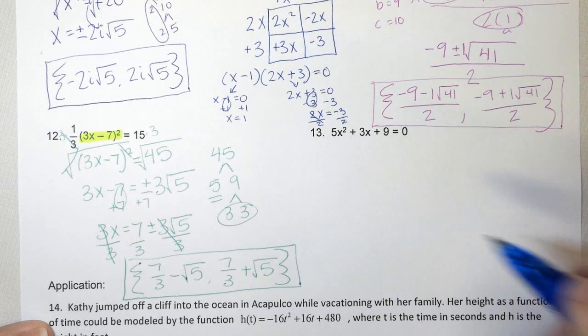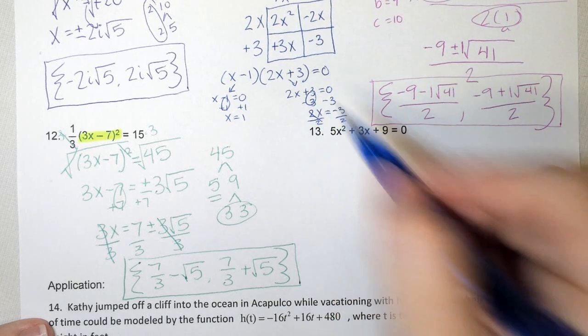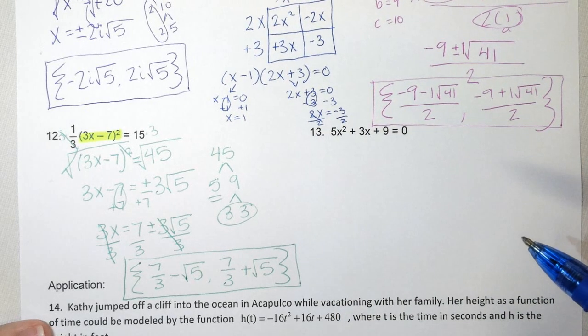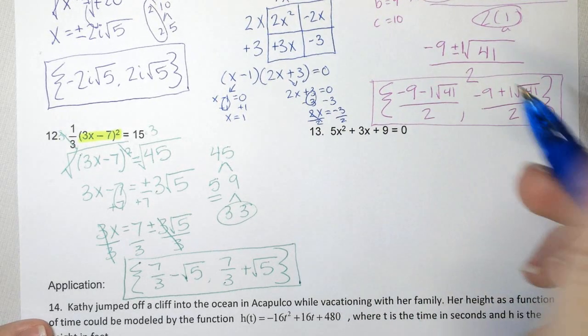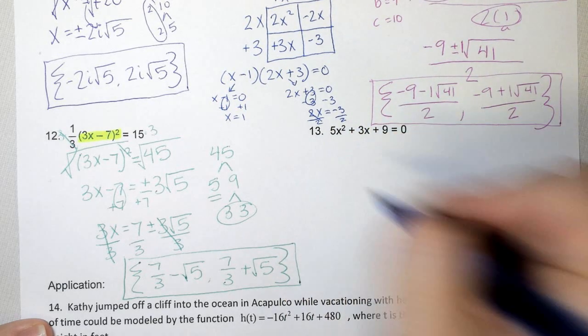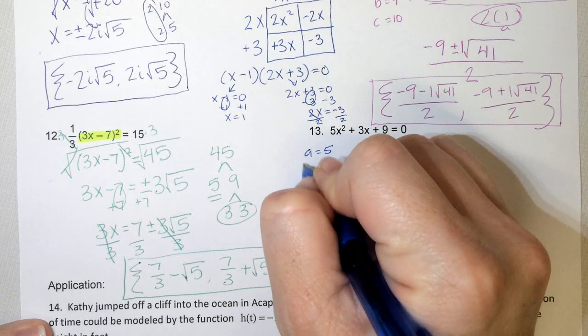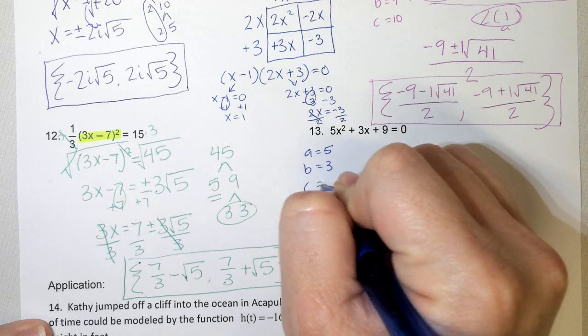Okay, now this one I don't feel like doing the box. I don't know if it does factor or not, so we're just going to go ahead and do quadratic formula. It equals 0, so A is 5, B is 3, C is 9.